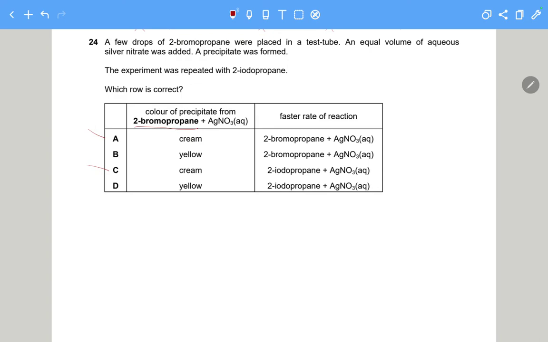And the faster rate of reaction will be with the iodopropane, because remember the C-I bond is weaker than the C-Br bond, and therefore it will be more easily broken.